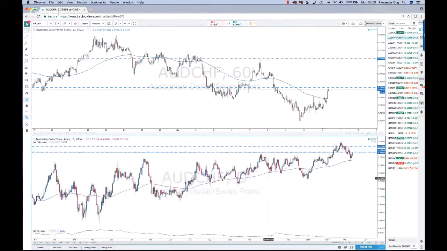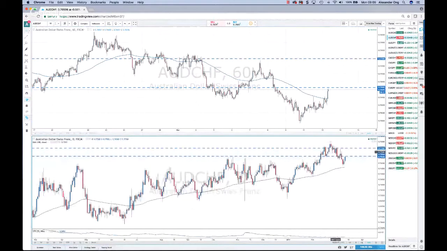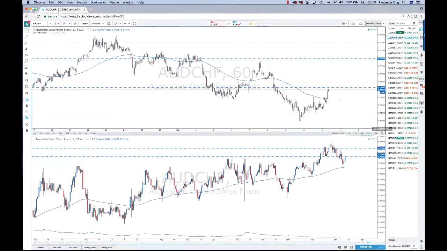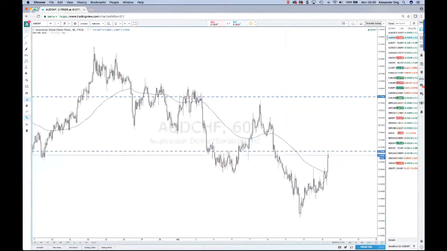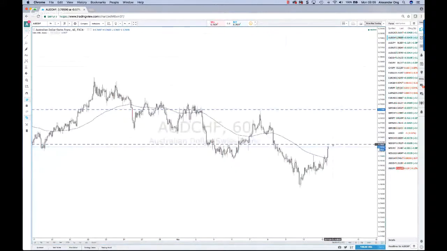Okay. So it broke through that level there, it rejected it. It's also rejected this high here. So at the moment it's trading beneath this level. What we would like to see is for this area here to hold on the Aussie Frank.